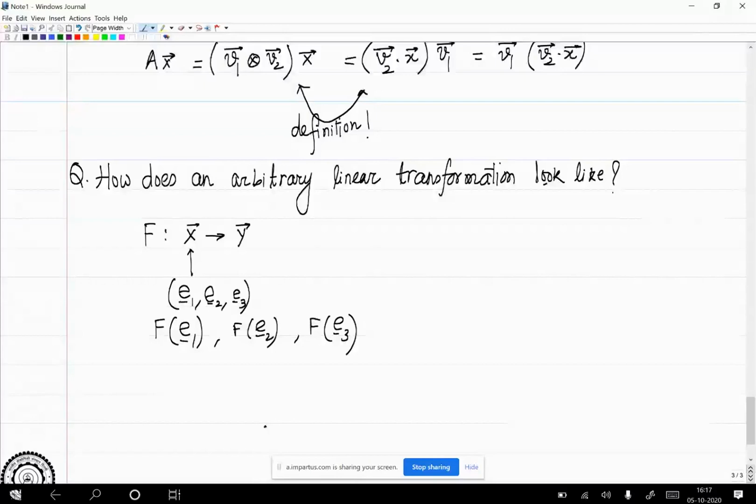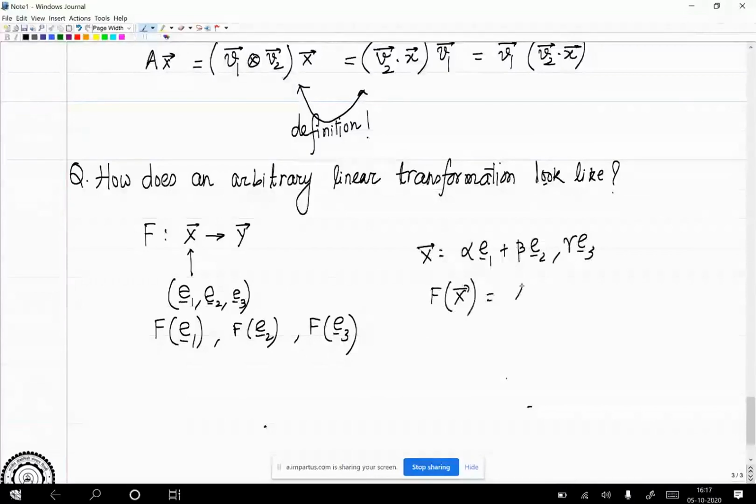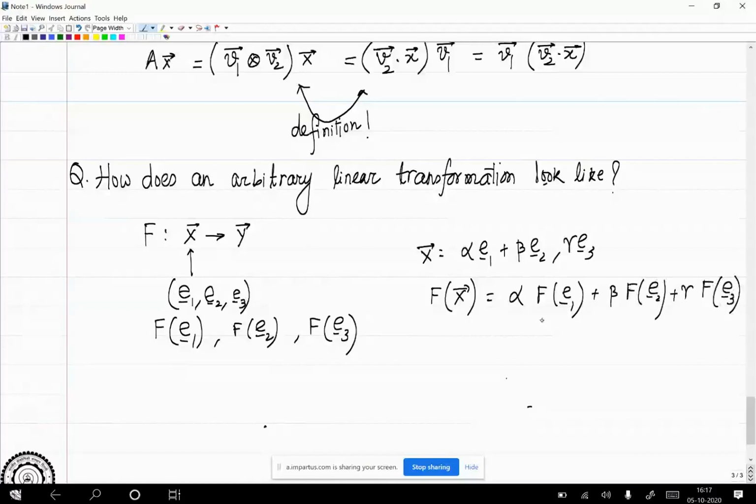What do you think? So any arbitrary vector x, if it is alpha E1 plus beta E2 plus gamma E3, then f of x will simply be alpha times f of E1 plus beta times f of E2 plus gamma times f of E3, isn't it? So what you can see is now, if you just know these three, you can find f for any arbitrary x.